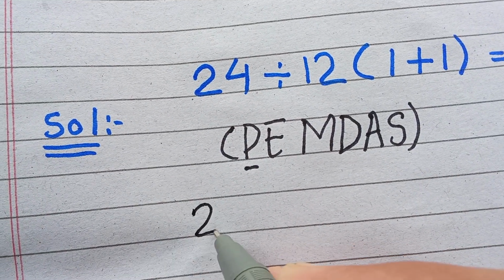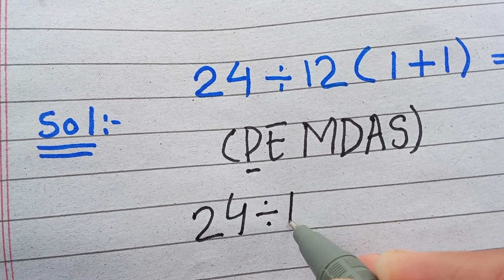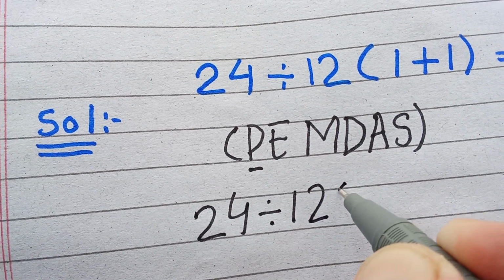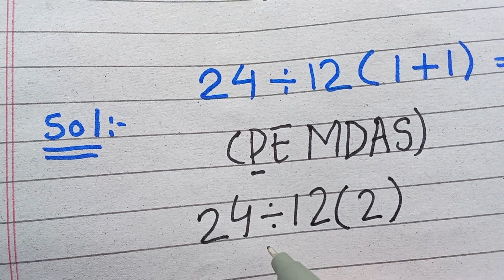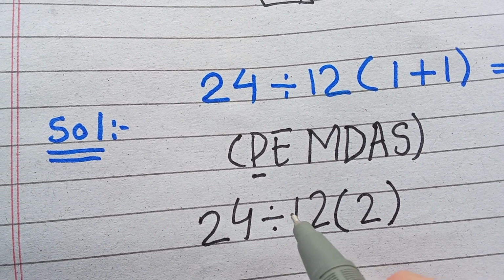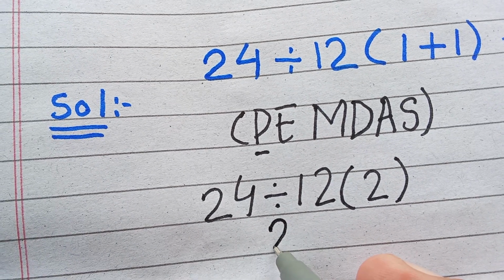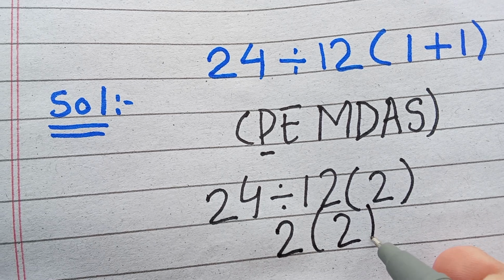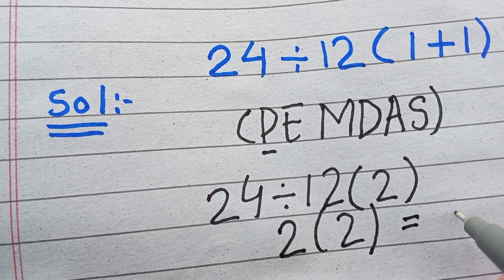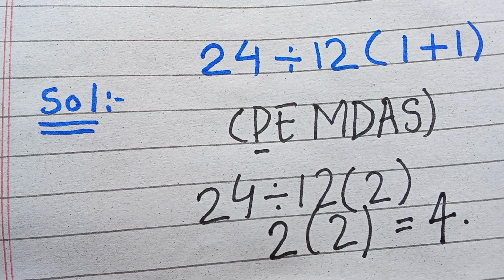So 24 divided by 12 times 2. So now we can solve 24 divided by 12, which is equal to 2. 2 times 2, which is equal to 4. Student, this is our final answer of this expression.